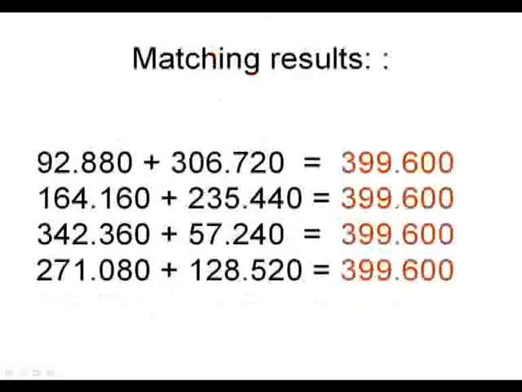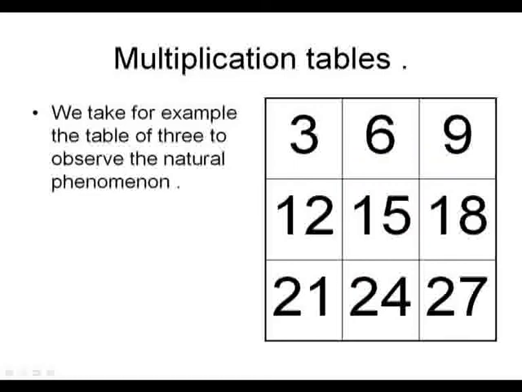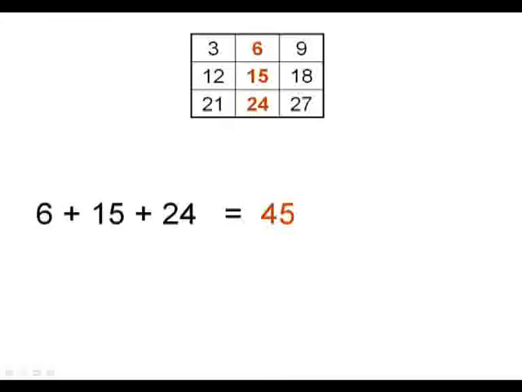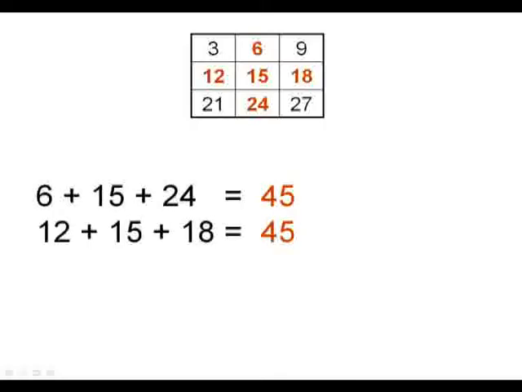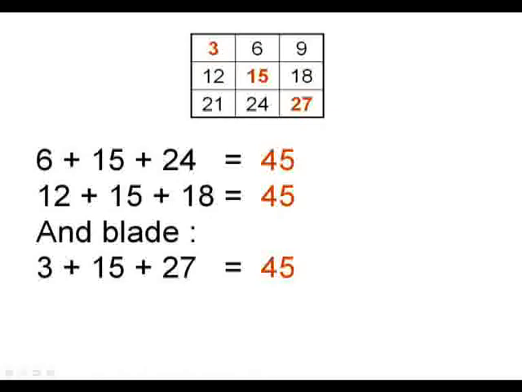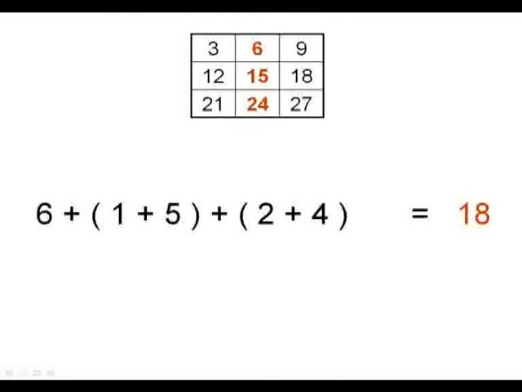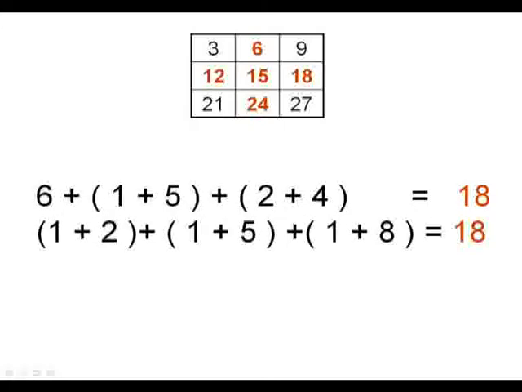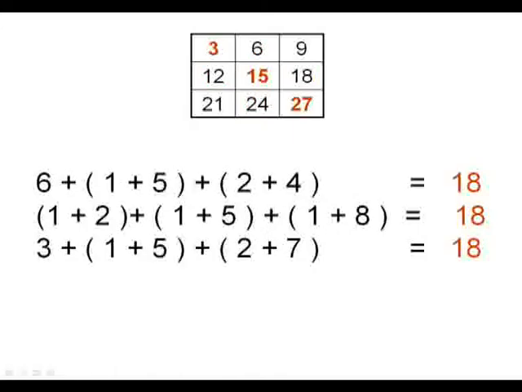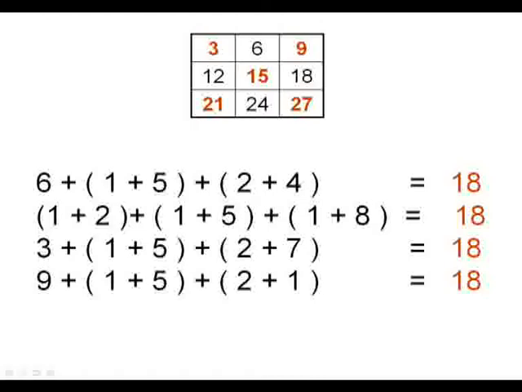Multiplication tables. We take for example the table of 3 to observe the natural phenomenon. We add all terms in the vertical and it gives us 45. In the horizontal we proceed in the same way and get 45. On the diagonal we get 45. And in the last diagonal we also get the same number. Decomposing factors: 6 plus 15 would be 2 plus 4, but 24 would give 2 plus 4, with the outcome 18. In the horizontal we get 18. In the diagonal 18. And in the last diagonal 18.